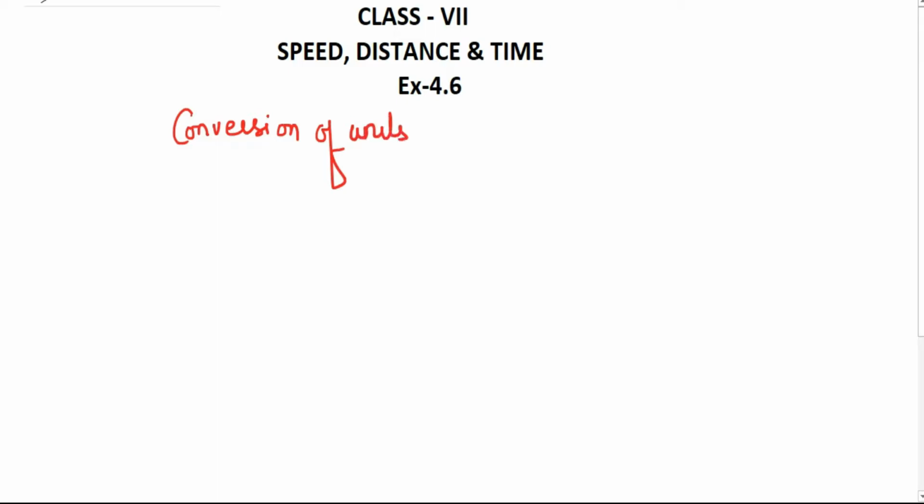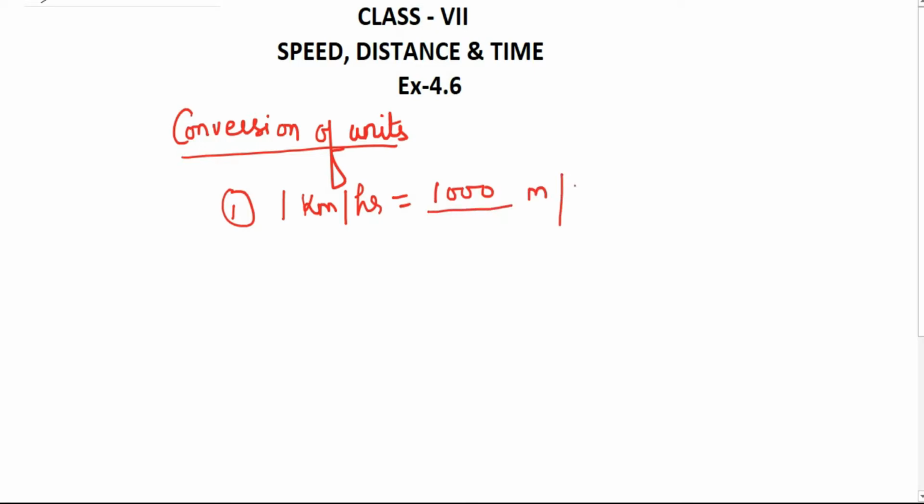How to convert kilometer per hour into meter per second and vice versa, how to convert meter per second into kilometer per hour. Let us first convert kilometer per hour into meter per second. You know that 1 kilometer has 1000 meter. Hour cannot be converted directly into second. First we need to convert hour into minute and then minute into second. Now this is the proper way to convert kilometer per hour into meter per second.